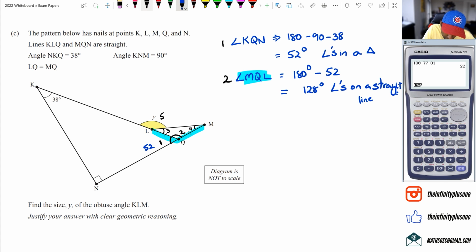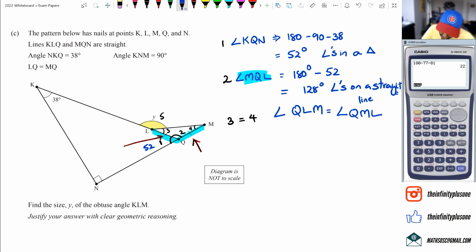All right, next I'm going to work out angle number 3. I don't actually need angle 4 because angle 3 is equal to angle 4, because as you can see there are these two little lines right here. Let me just point it out to you guys. These two lines are telling you that that triangle there is an isosceles triangle. Because it's an isosceles triangle, we can say that angle QLM equals angle QML. So those two angles are equal to each other.